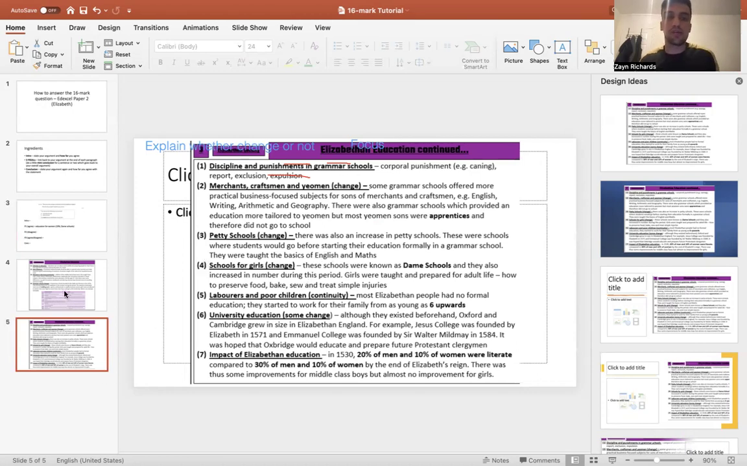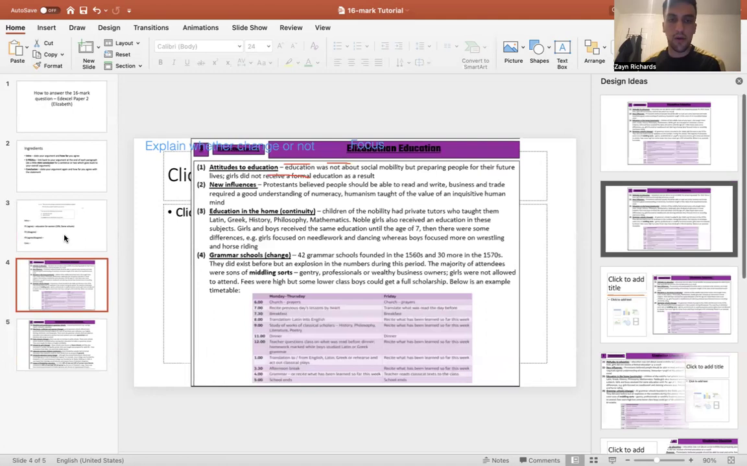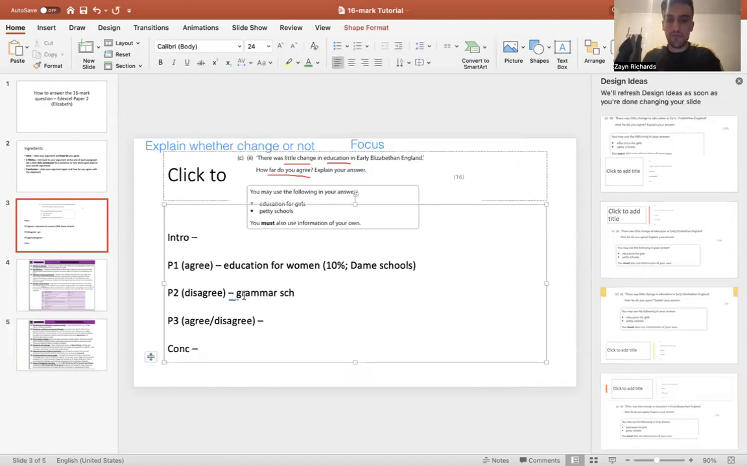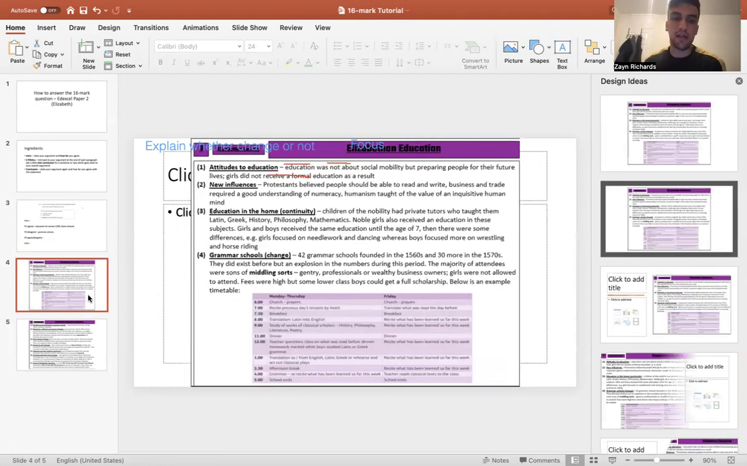So I'm going to actually use that as an example of continuity, even though it says their change, because I will recognize that there were some more dame schools introduced, but it wasn't significant. Okay. For my disagree then, I'm going to mention grammar schools because that is the biggest example of change in Elizabethan England. So we've got 42 grammar schools and then 30 more in the 1570s. I will then briefly explain what the grammar schools were all about.